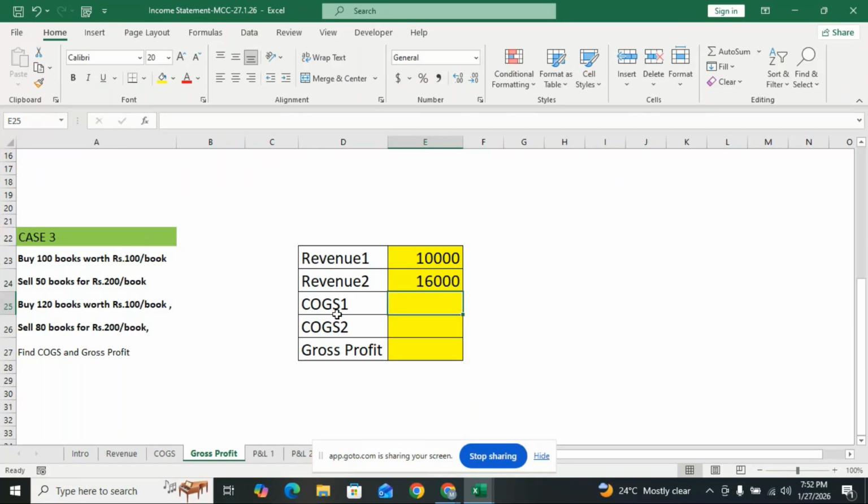Now, for case 1, what is the COGS? How many books are sold in case 1? Out of 100 books bought, 50 books are sold. Correct. So equals 50 into the cost price of these 50 books sold, which is 100 per book. So it is 5,000. In case 2 again, what is the COGS? Out of 120 books bought, 80 books are sold. So what is the cost price of these 80 books? 200 per book.